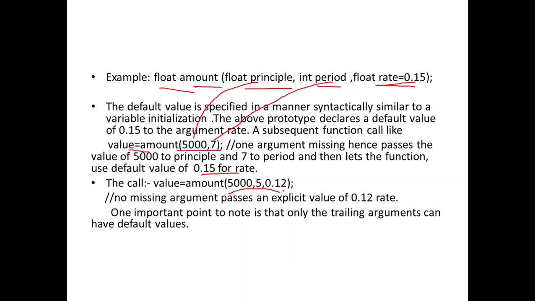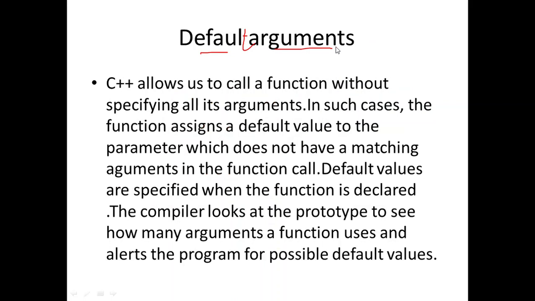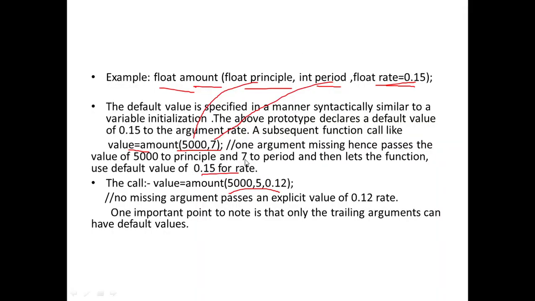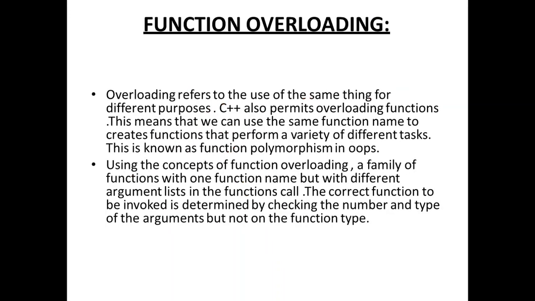Okay, and one important point to note is that only the trailing arguments can have default values. That is, the trailing arguments have the default values. So these are the default arguments. That means the values are already available by default, and if some values are absent, these default values can be taken, but they have lower priority than our own calling values. Okay.